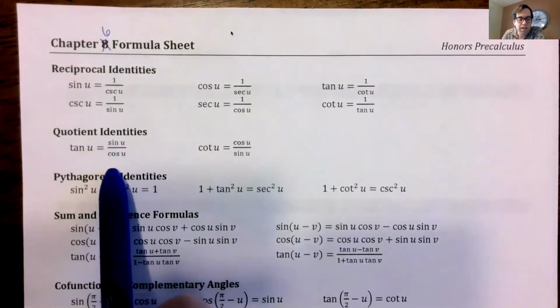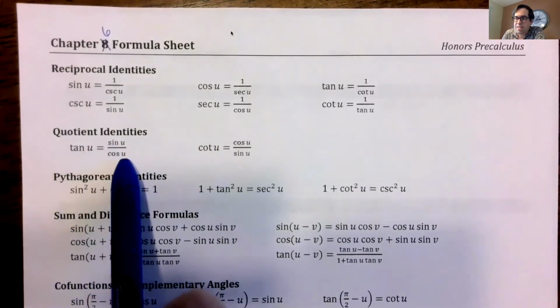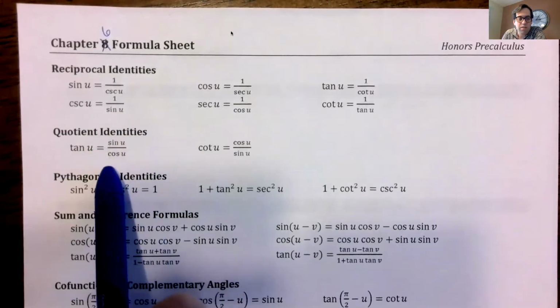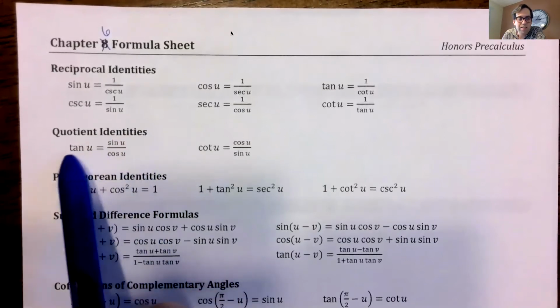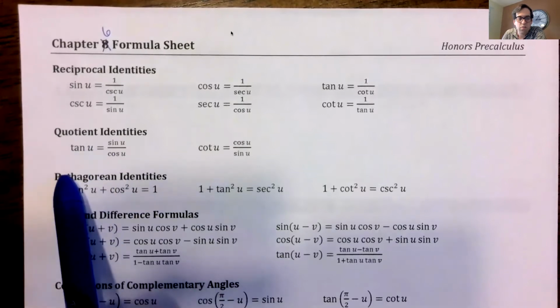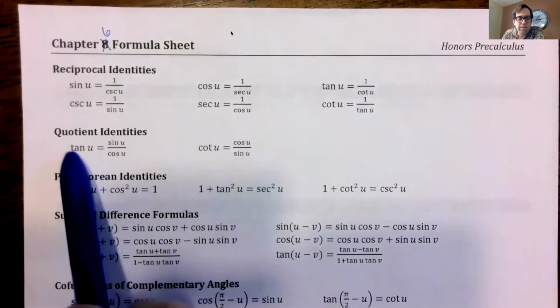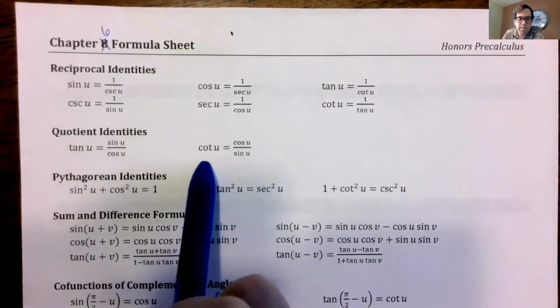Sine over cosine equals tangent. That makes sense if you think that sine is the y value of an ordered pair, cosine is the x value of an ordered pair, tangent is y over x. So it makes sense that sine over cosine would equal tangent. The same is true if we flip sine over cosine and we flip tangent, we're going to get cotangent, okay?